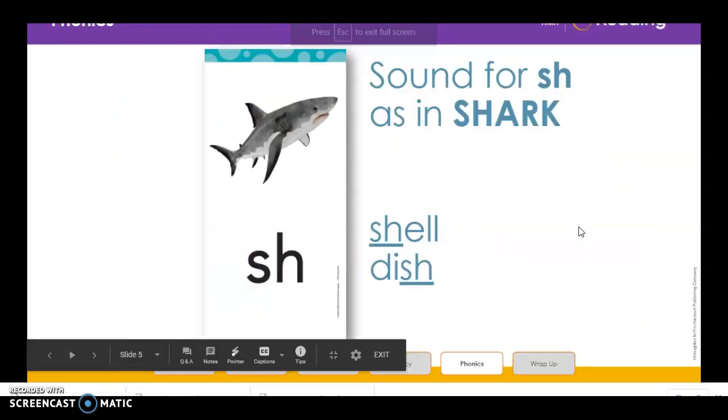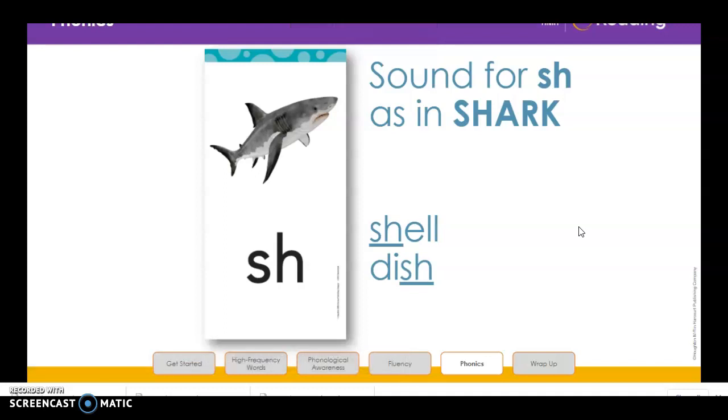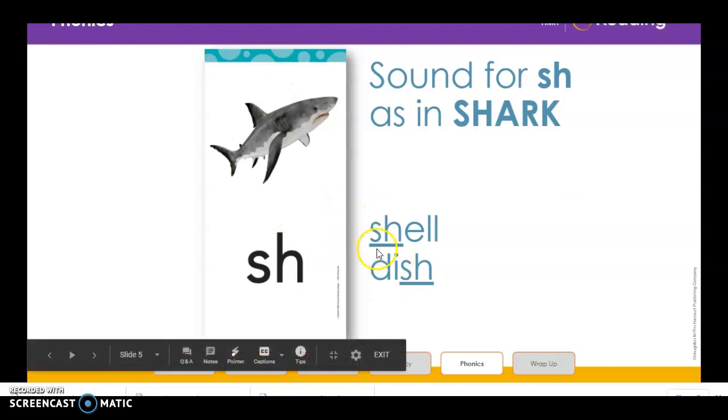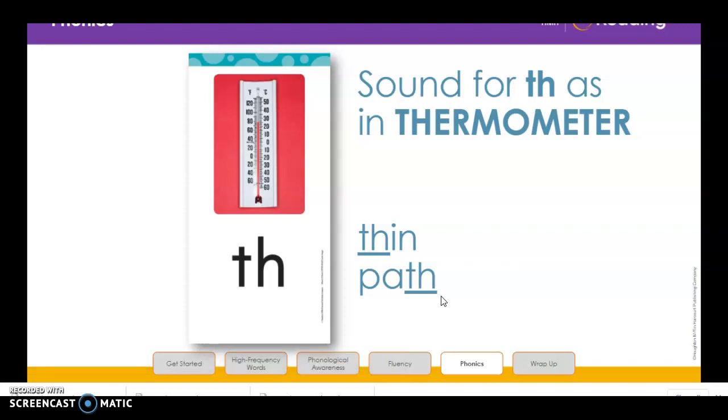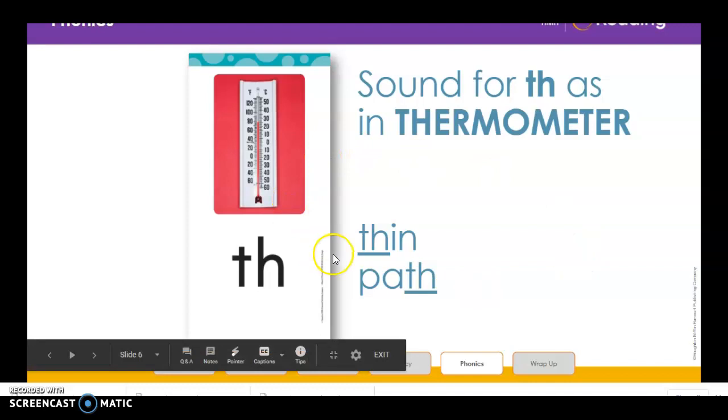Okay, remember that SH makes the sh sound in shark? Read these words with me. Sh, e, l, shell. D, i, sh, dish. TH stands for the sound in thermometer. Read these words with me. Th, i, n, thin. Path, path.